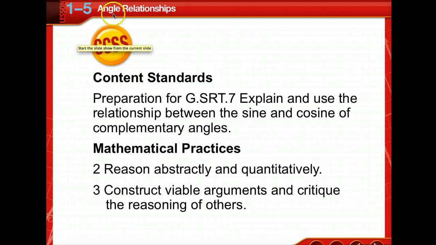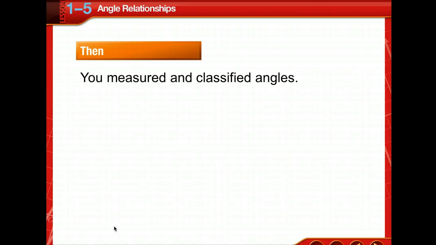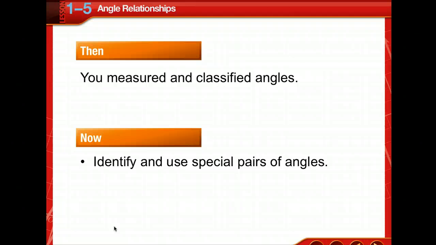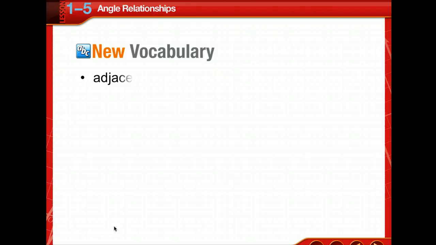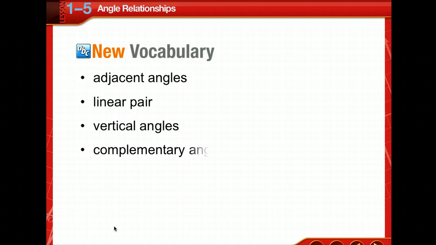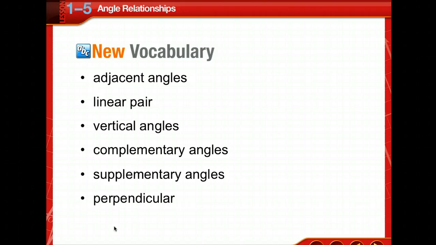Well, this lesson is about angle relationships. So we're going to reason abstractly and quantitatively and construct viable arguments. Previously, you've measured and classified angles. Now you're going to identify and use special pairs of angles and identify perpendicular lines. We have some new vocabulary: adjacent angles, a linear pair, vertical angles, complementary angles, supplementary angles, perpendicular.